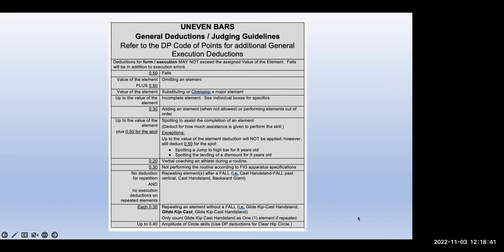Repeating an element without a fall, though, is different. And if she doesn't fall and she repeats something again, then we are deducting 3/10 for repetition of a skill.